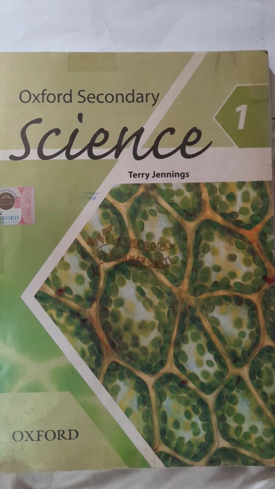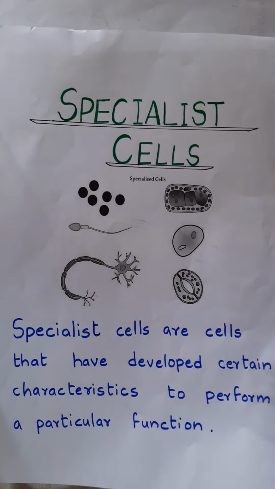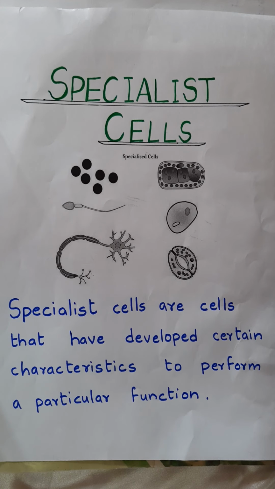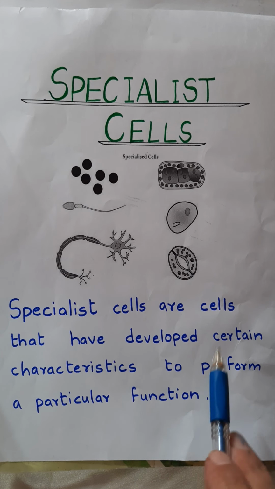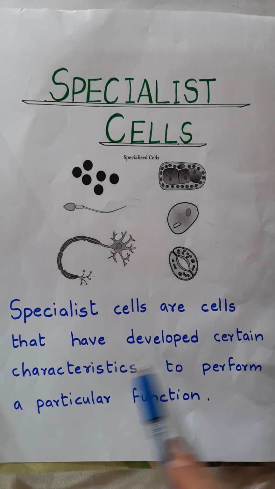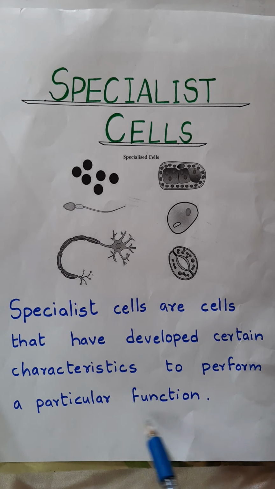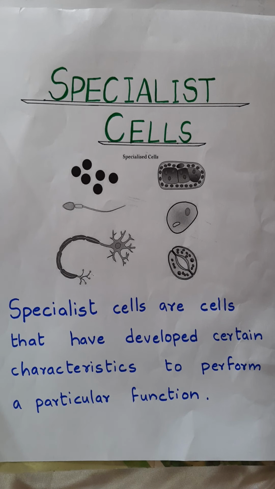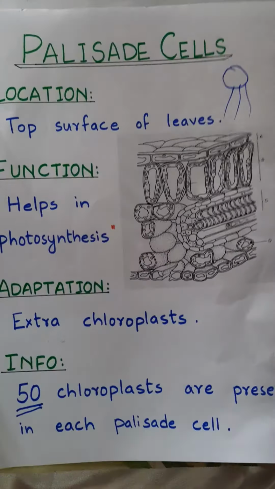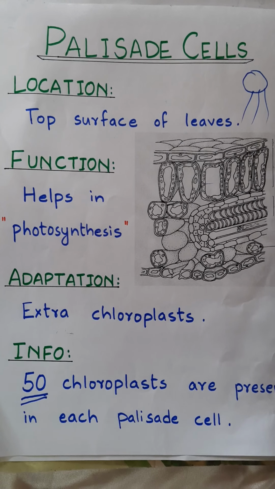In today's topic, I am going to discuss the specialist cells. What are specialist cells? Specialist cells are the cells found in plants and animals that have developed certain characteristics to perform a particular function. It means that they have certain features which enable them to perform a specific function. Now first come the Palisade cells.